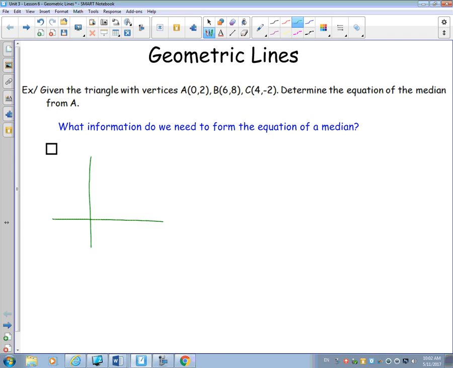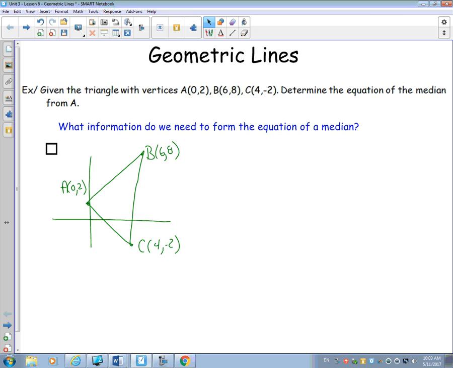So if we draw that out, A is (0, 2), B is (6, 8), and C is (4, -2). So, triangle, I want to find the median, in particular, the median from A. So I know where to start. That's my starting point, A. But where do I end? It ends at the opposite midpoint. So step one, I need the midpoint of BC, so I know where to draw my line.